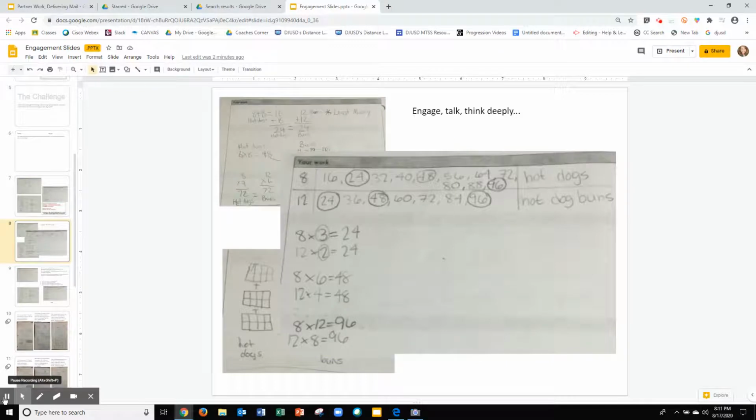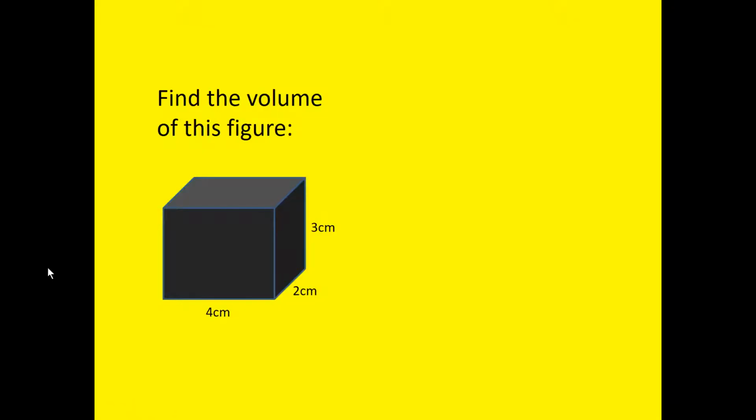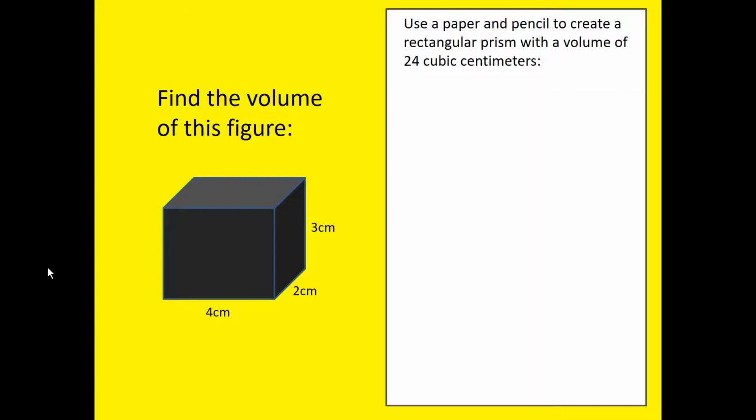The idea here is to engage your students through language and math routines to purposefully get them thinking and talking. We can also engage our students by asking questions in thoughtful ways. Imagine for a moment that you want your students to find the volume of this rectangular prism. In this situation, the calculation would be simple: 4 centimeters times 2 centimeters times 3 centimeters, or length times width times height.